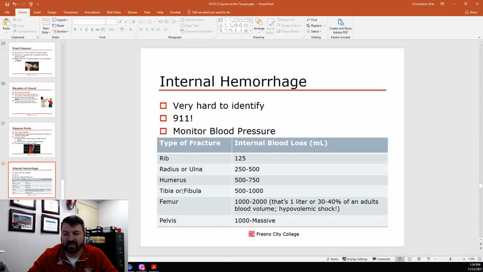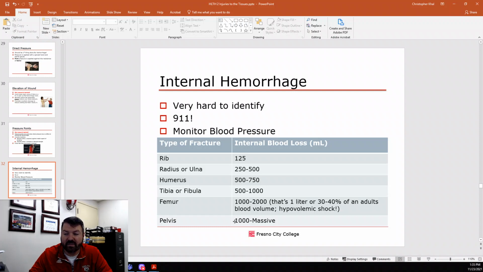Tib and fibula, down in the shin, that's up to 1,000 milliliters. Femur can go up to 2,000 milliliters, which is 40% of all adult blood volume, enough to put you in hypovolemic shock and potentially kill you. So femur fractures are no joke. That's one of the strongest bones in your body. That's just the amount of blood that can accumulate within your thigh, based on all the fascia and connective tissue. That's just how much it will allow.